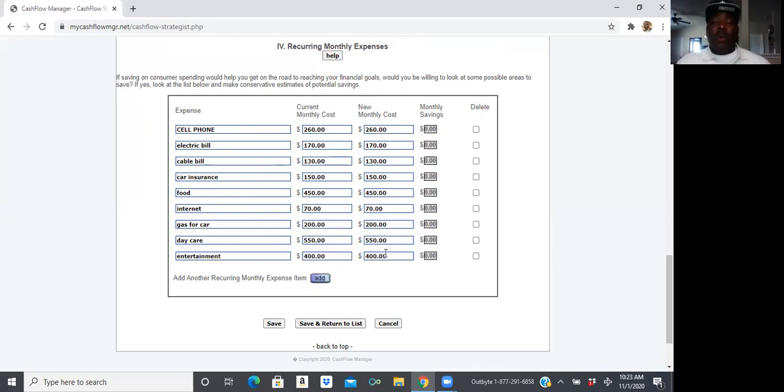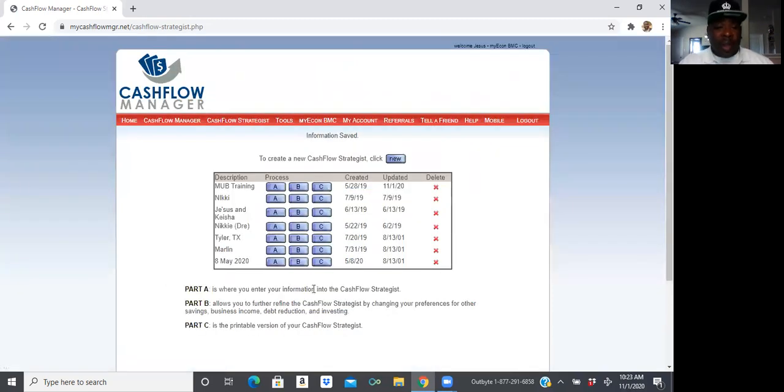So now you've got $200 a month worth of cash flow that you can redirect towards either investments or paying off your debt sooner. So you want to definitely put all the information on there, and that's what this new monthly cost tab is, because now you can make the appropriate adjustments, and then it will have the monthly savings, and then you're going to redirect that money. All right, save, return to tab.